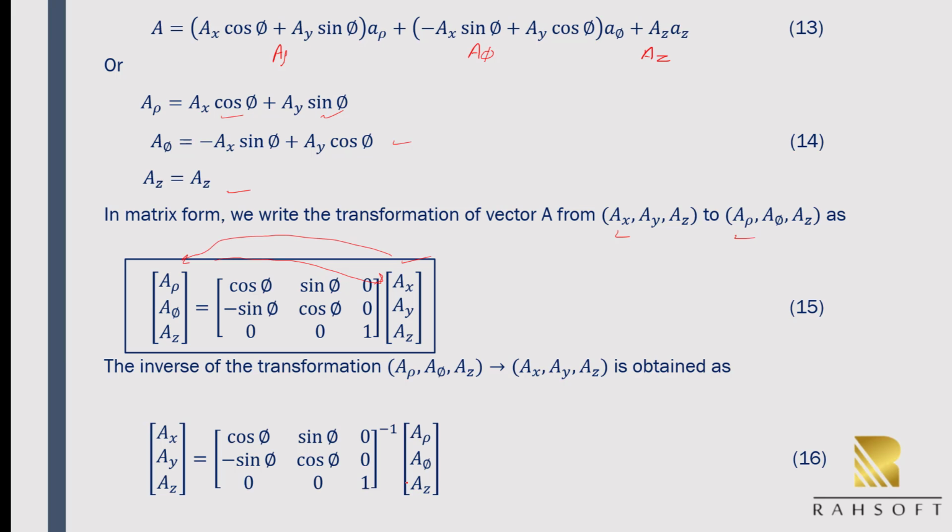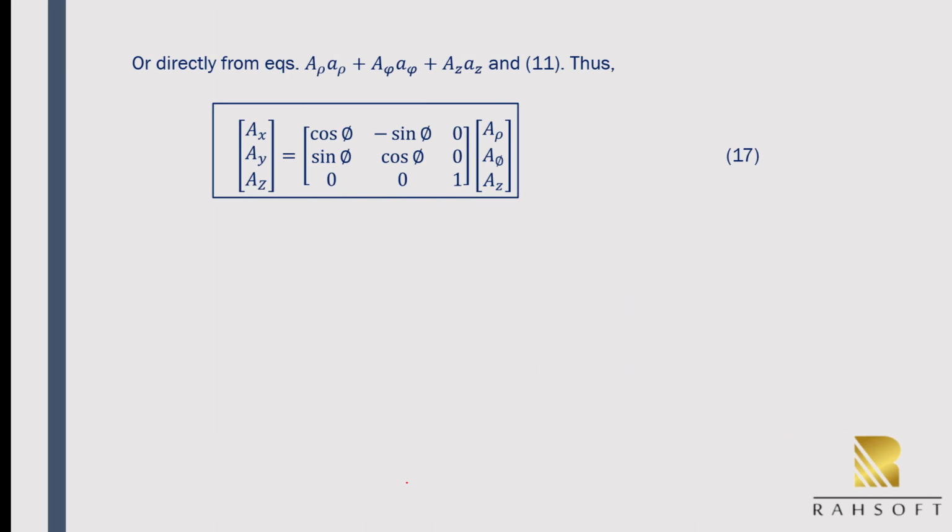So its inverse can be easily calculated with the help of vector analysis or directly from this equation, ρ unit vector ρ plus φ unit vector φ plus Az unit vector z, and equation 11. So we can write it as Ax, Ay, Az equal to cos φ, minus sin φ, 0; sin φ, cos φ, 0; and 0, 0, 1, in bracket ρ, φ, Az.